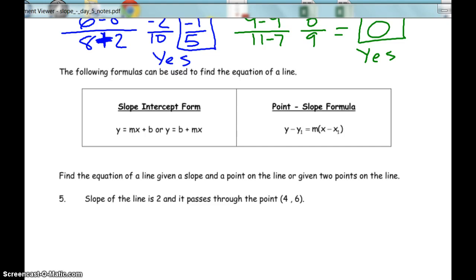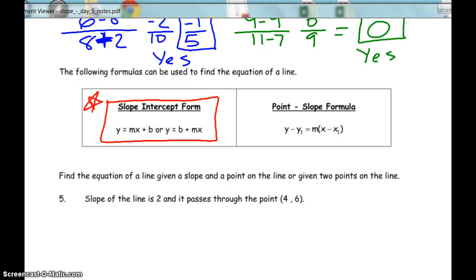Okay, the following formulas can be used to find the equation of the line. Slope-intercept form is what we have been very, very familiar with. We've been using this for approximately maybe a month or so. The one that we actually have not seen this year is the point slope form. And for some of you, that's kind of been a struggle when it comes to one of the assignments that we were working on yesterday.